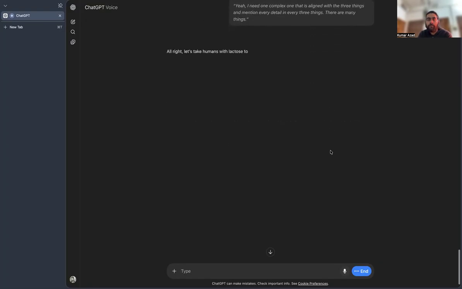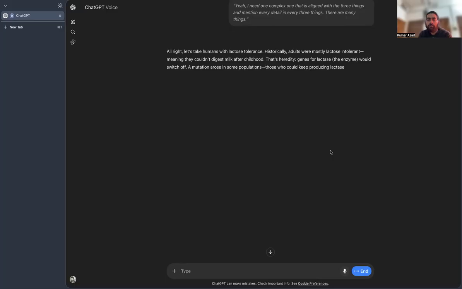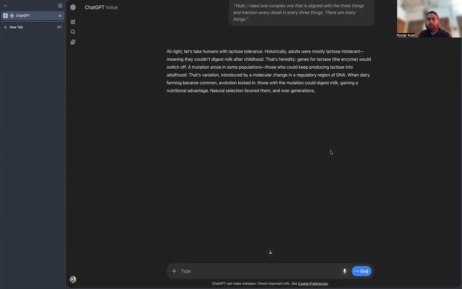All right, let's take humans with lactose tolerance. Historically, adults were mostly lactose intolerant, meaning they couldn't digest milk after childhood. That's heredity. Genes for lactase, the enzyme, would switch off. A mutation arose in some populations, in those who could keep producing lactase into adulthood. That's variation, introduced by a molecular change in a regulatory region of DNA. When dairy farming became common, evolution kicked in. Those with the mutation could digest milk, gaining a nutritional advantage. Natural selection favored them, and over generations, lactose tolerance spread. So we have inheritance patterns, a molecular mutation, and evolution shaping human populations.